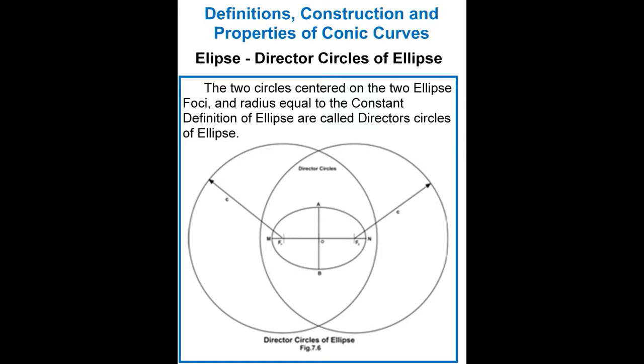This slide presents the definition of the director circles of the ellipse. The two circles centered on the two ellipse foci and with radius equal to the definition constant of the ellipse are called director circles of the ellipse.